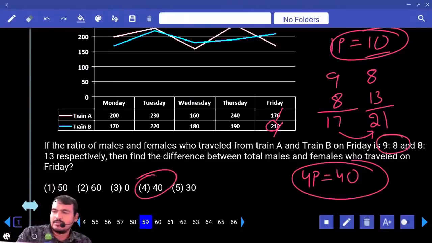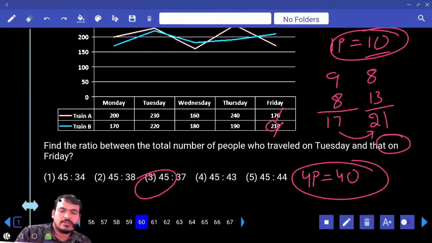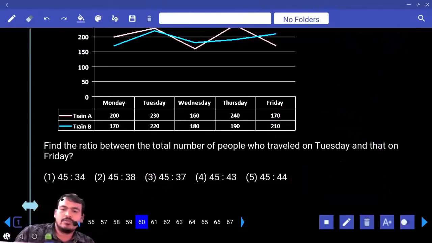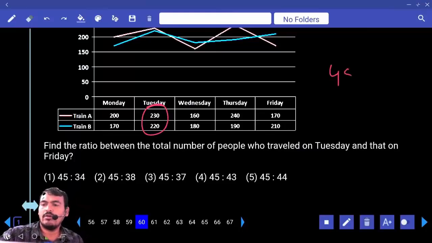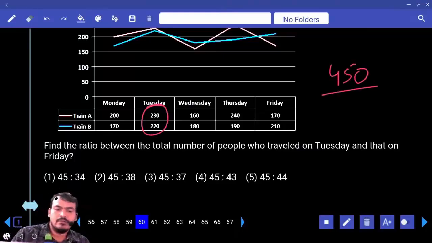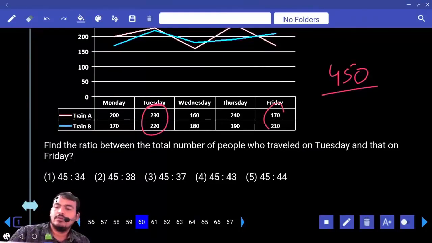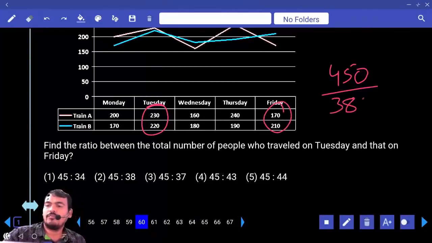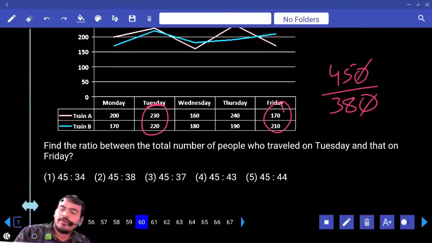170, 17 parts. 210, 21 parts. Next question number 60. Find the ratio between the total number of people who travel on Tuesday and that on Friday. Tuesday both values: 230 plus 220. How much? 450. Next Friday both values: 380. So 450 and 380, 45 is to 38. Which option?